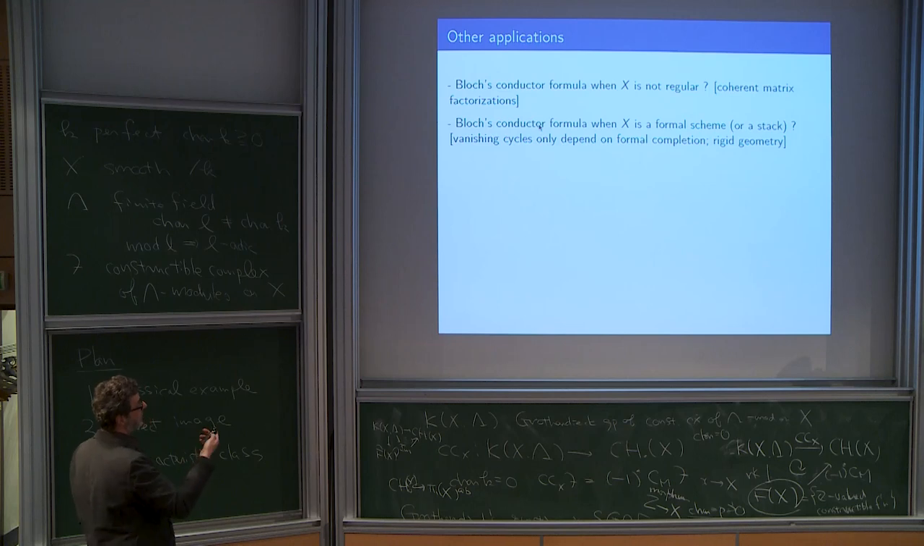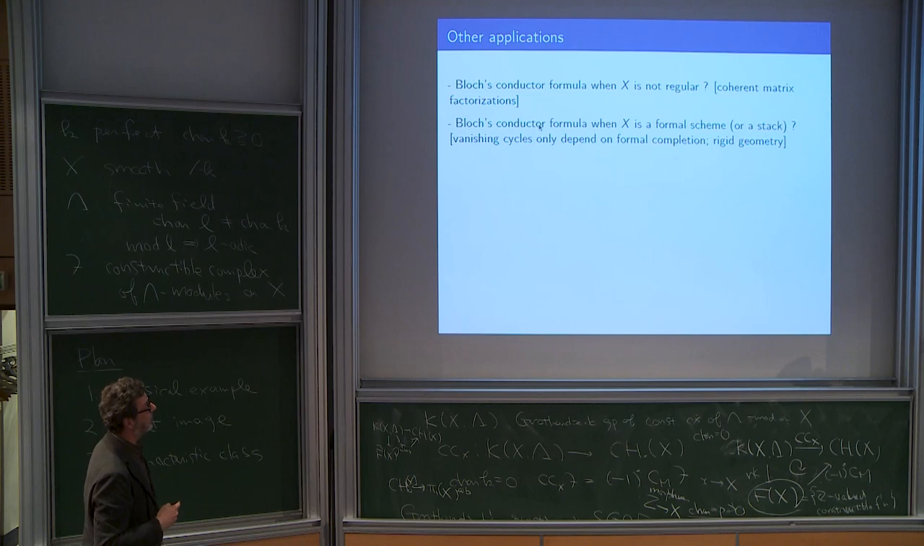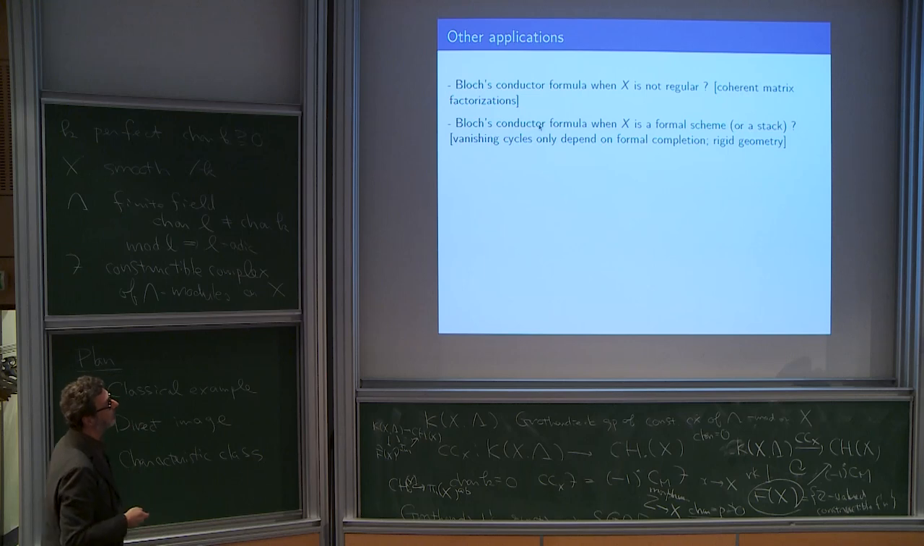Then you can ask, what is the conductor formula when X is a formal scheme or a stack? I mean, we know that vanishing cycles only depend on the formal completion, so this is a meaningful question, and we expect to need some rigid geometry to guess what is the conductor formula in this case.